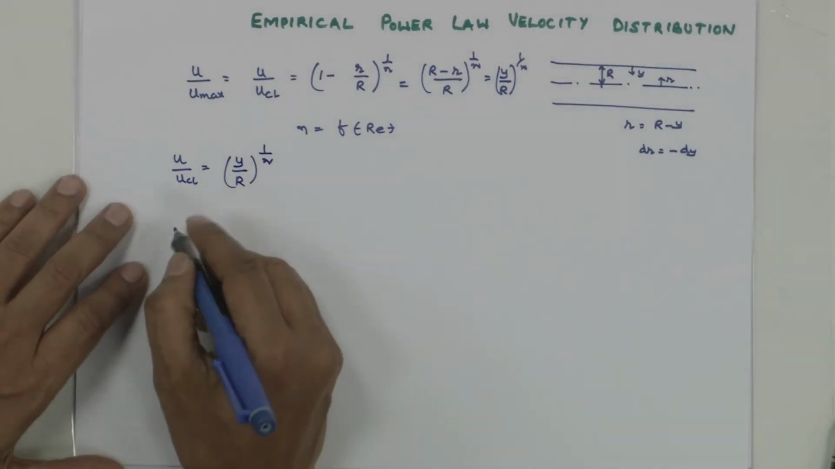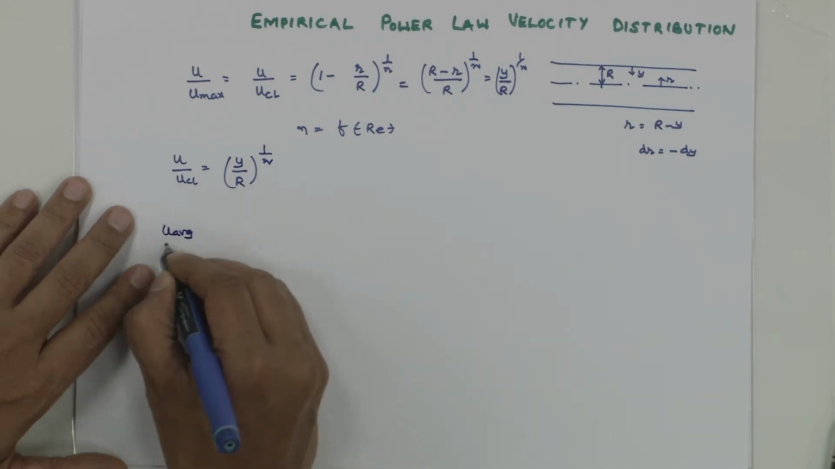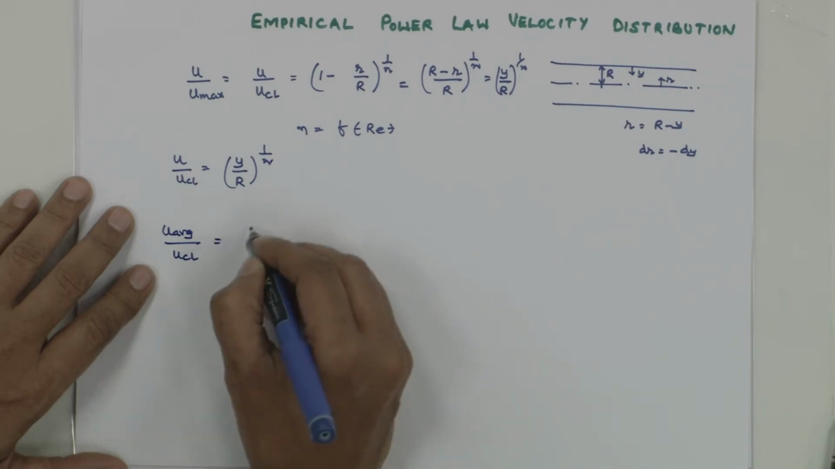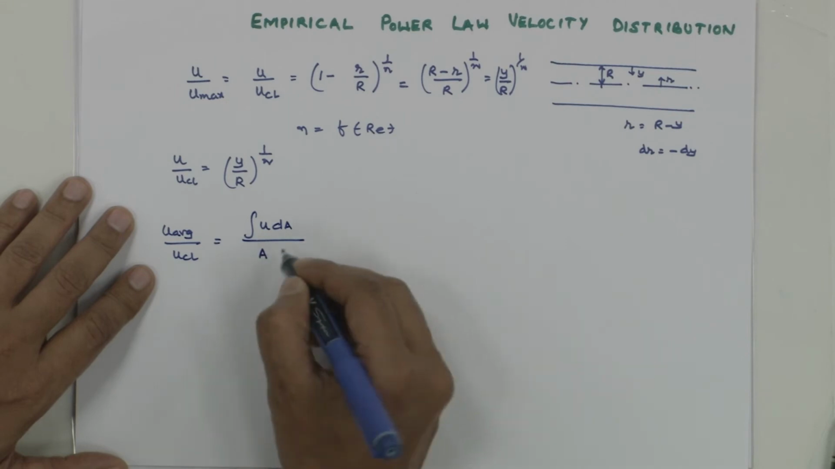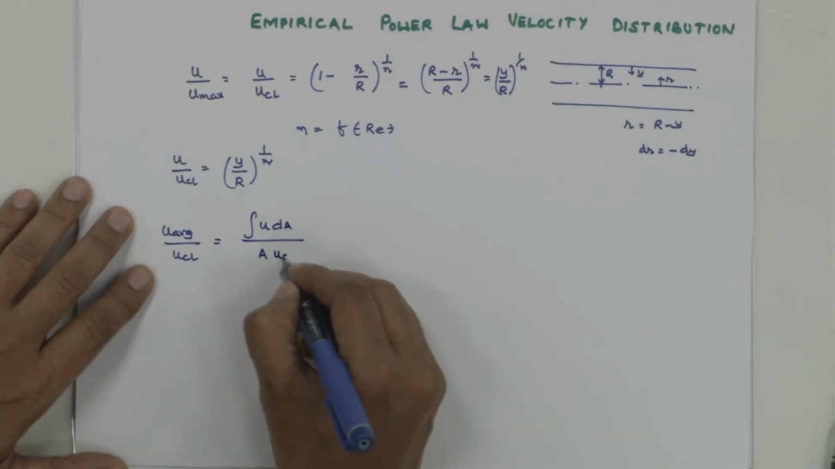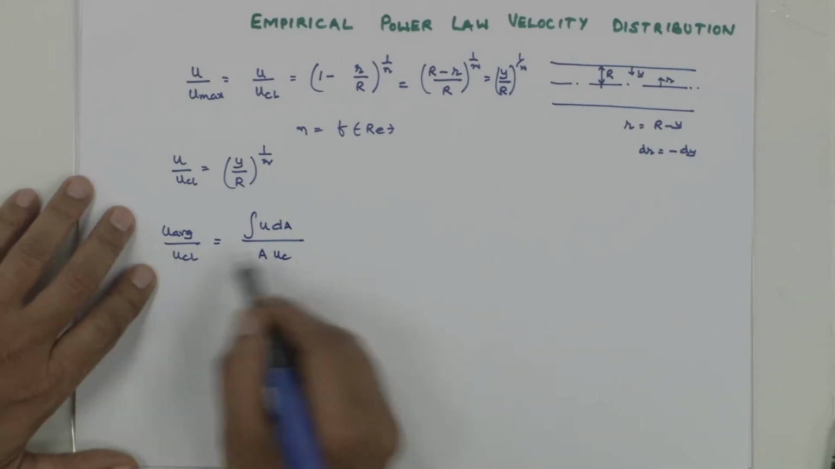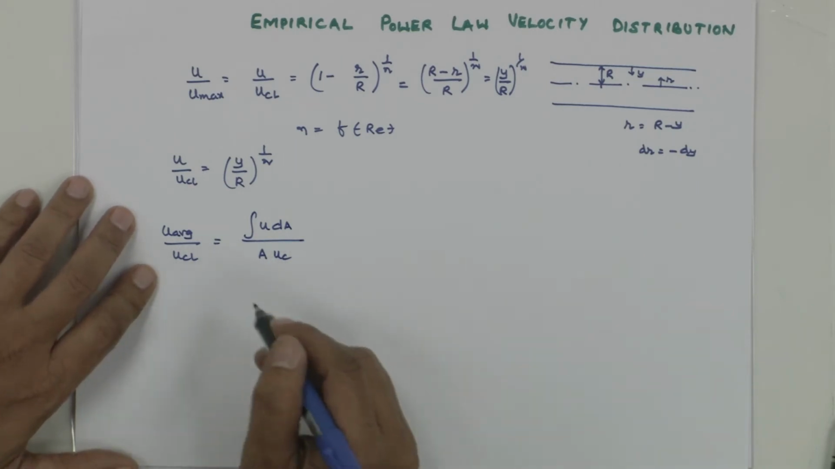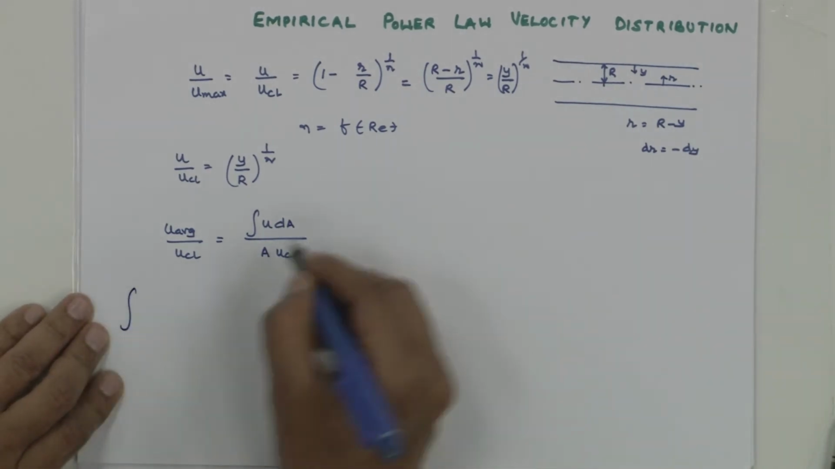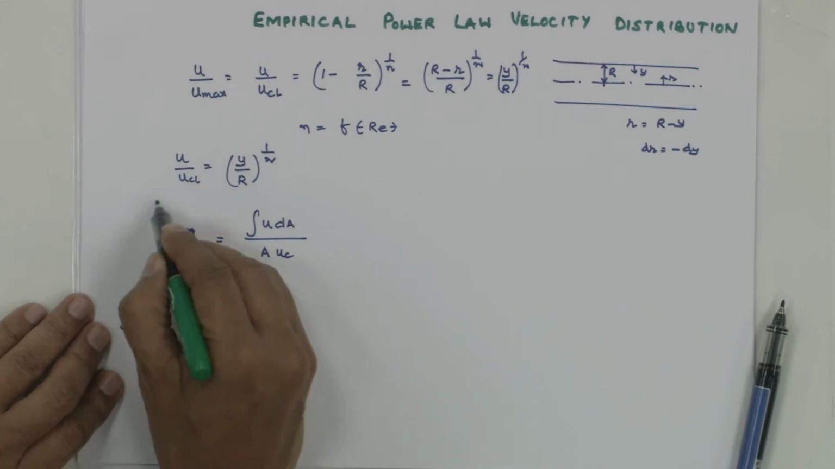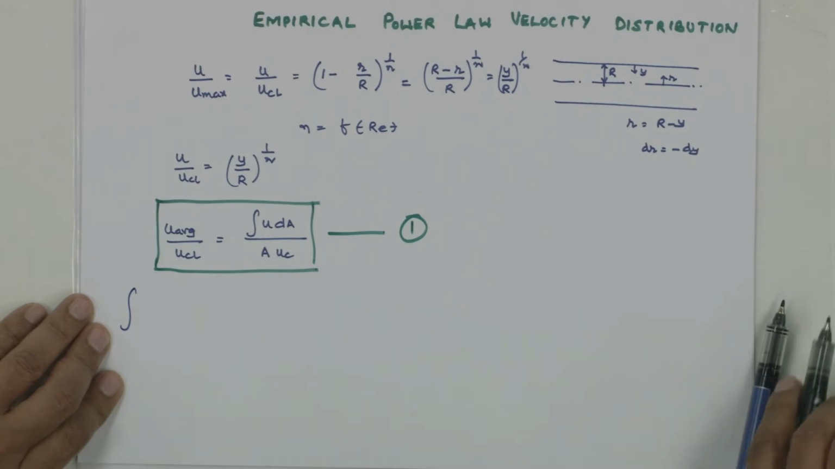Now if I want to get the u average upon u center line, it is equal to integral of u dA upon area times u c. U average is nothing but integral u dA upon area. I have kept u c like that because I want that ratio. Let me focus on integral u dA; we will come back to this equation a little later and substitute whatever we get for u dA into it. Let us call this equation 1.